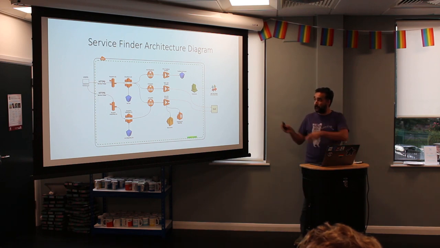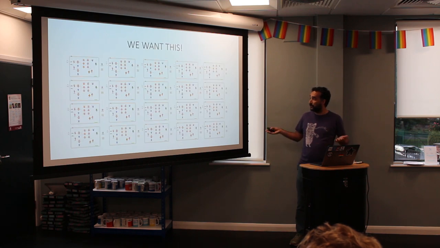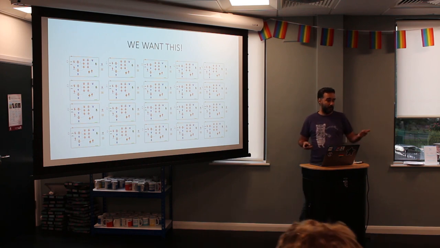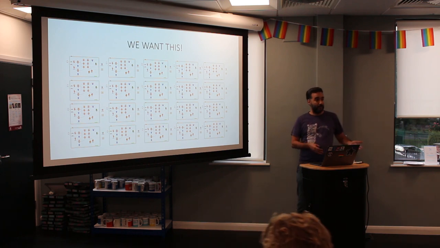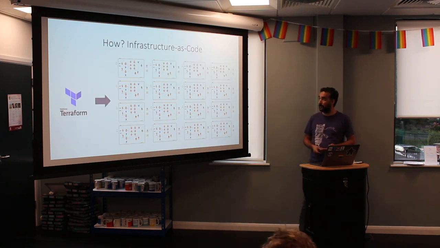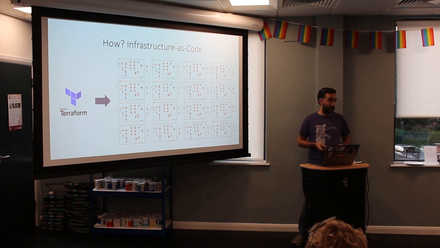So as I said, this is the service finder diagram, the architectural diagram. And yeah, that's quite nice, but what we actually want is this, right? We want to have multiple identical disposable environments. Basically what we want is to be able to create as many environments as we want, that are exactly like production. So when we try and push a change into one of our development environments, if something breaks, or if it works, we have the confidence that in production it's not going to break. Now, obviously we're not going to do that manually, so we use infrastructure as code. So in our case, we use Terraform to do this.